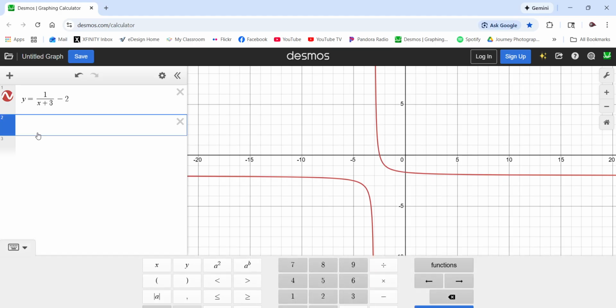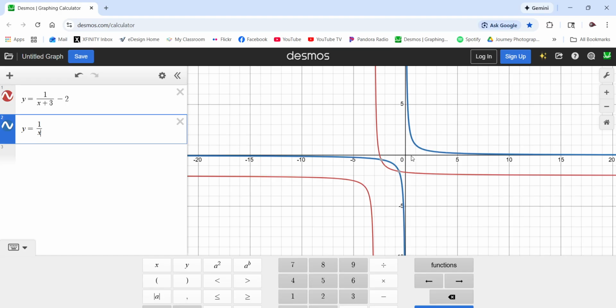Let's put the parent function in there. Just y equals 1 over x. There it is. So that blue one and that red one look exactly the same, except I just moved it over to the left and I moved it down. Everybody with me on that?